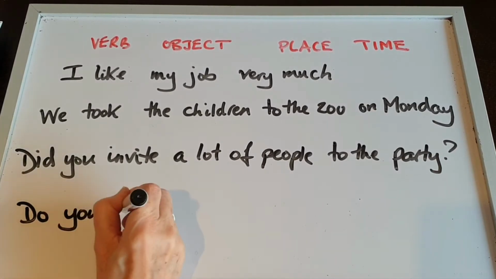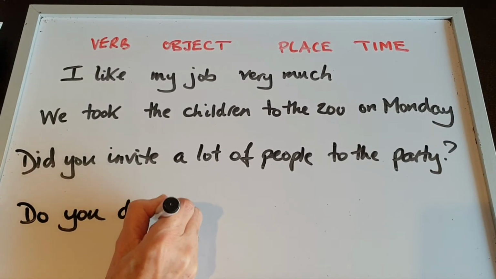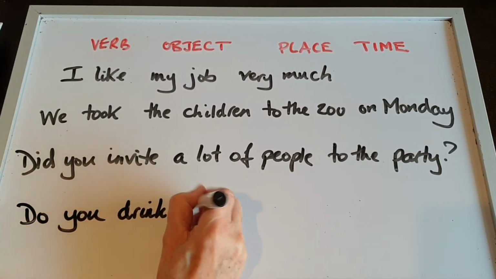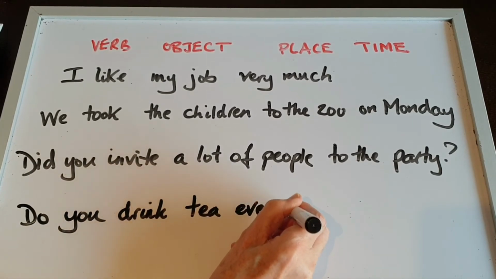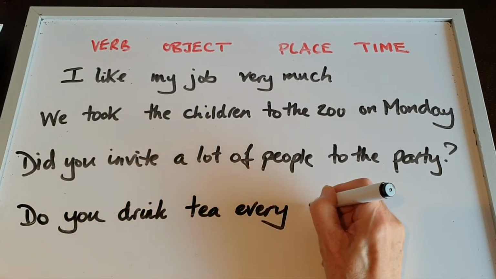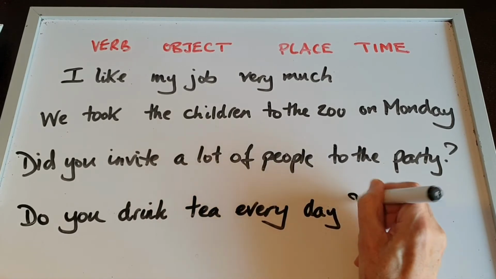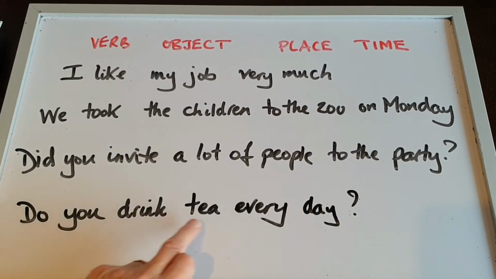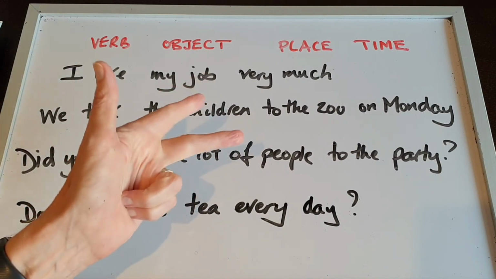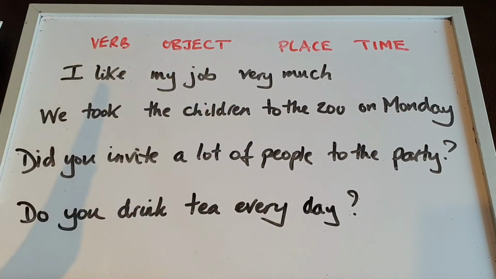Last one. Do you drink tea every day, Uncle Geoff? Do you drink tea every day? Verb, object, and a time. Verb, object, place and or time. Typical word order in British English.